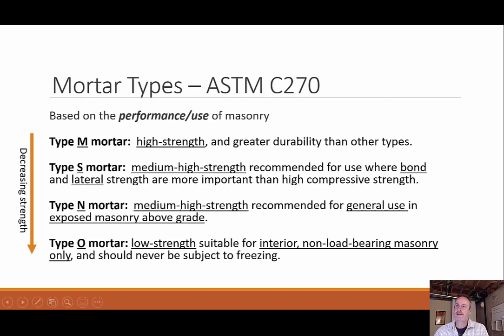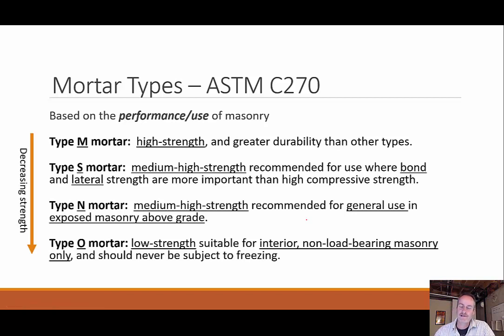So we have different mortar types based on how I'm going to use it, right? And this is a list. We have type M, S, N, and O, and these are listed in order from the highest strength to the lowest strength. So type M mortar, high strength, greater durability than the other types. S is a medium high strength, but where I'm very concerned about bond and lateral strength more than the compressive strength. Type N mortar is a medium high strength, so similar to an S, but now we're talking about more for general use in exposed masonry above grade. And then we have type O, which is low strength, interior non-load bearing masonry.